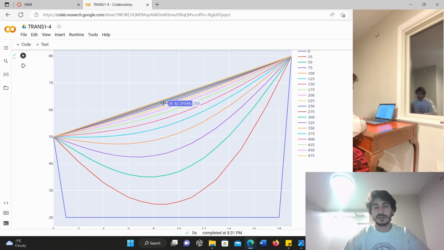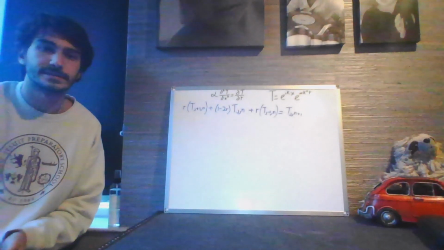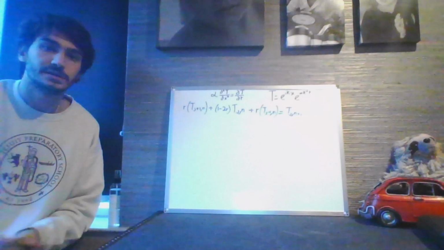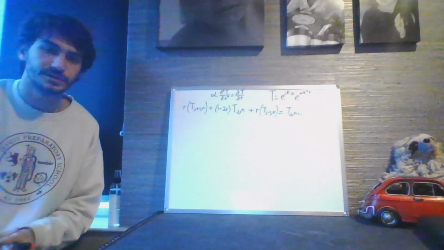So let's go ahead to the whiteboard and check that out. So why exactly is this happening? Well, I'm going to take you guys through a von Neumann stability analysis to illustrate the limit of stability on the explicit differentiation that we gained in the previous videos.